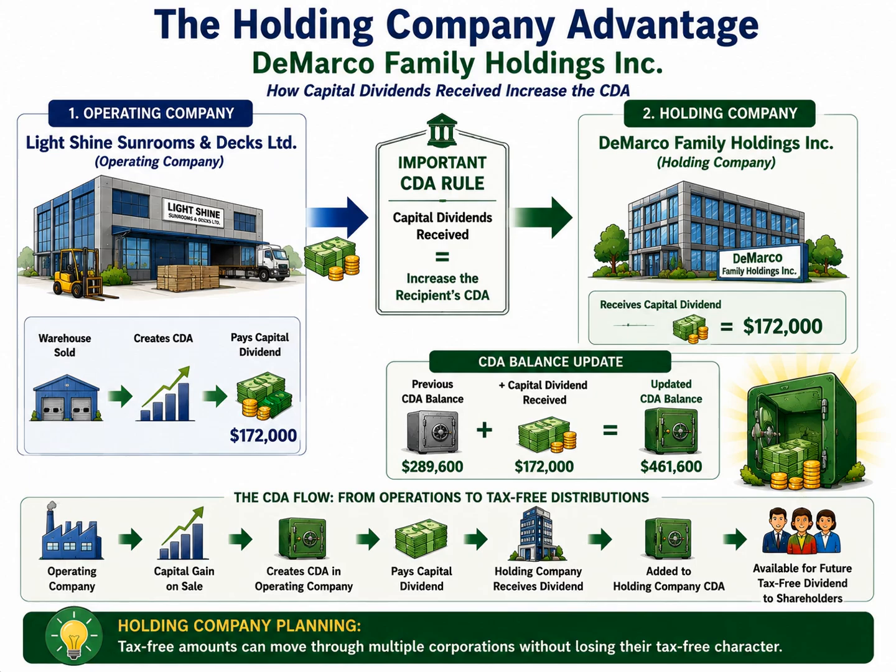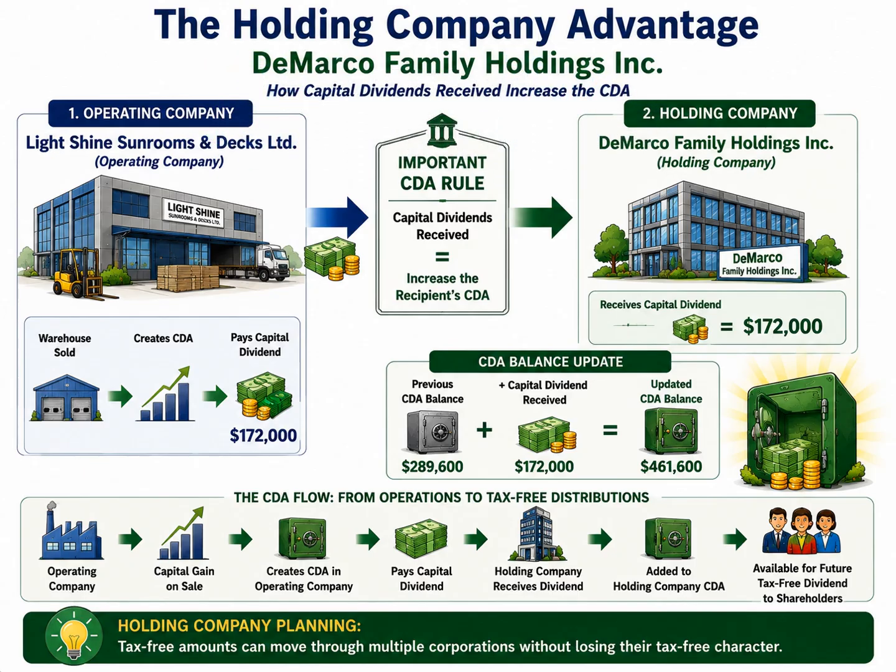This is one of the reasons holding company structures are so powerful in Canadian tax planning. Tax-free amounts can flow from an operating company to a holding company while retaining their tax-free nature. You can think of the process as a relay race. The operating company generates the CDA. The operating company pays a capital dividend. The holding company receives the capital dividend, and that same tax-free amount becomes part of the holding company's CDA balance. Ultimately, the holding company may use that CDA balance to pay tax-free capital dividends to individual shareholders.